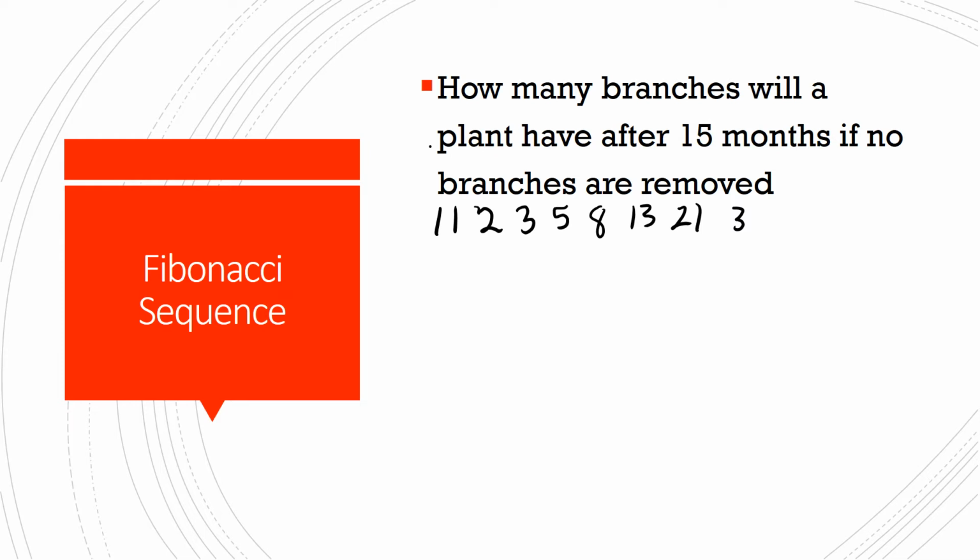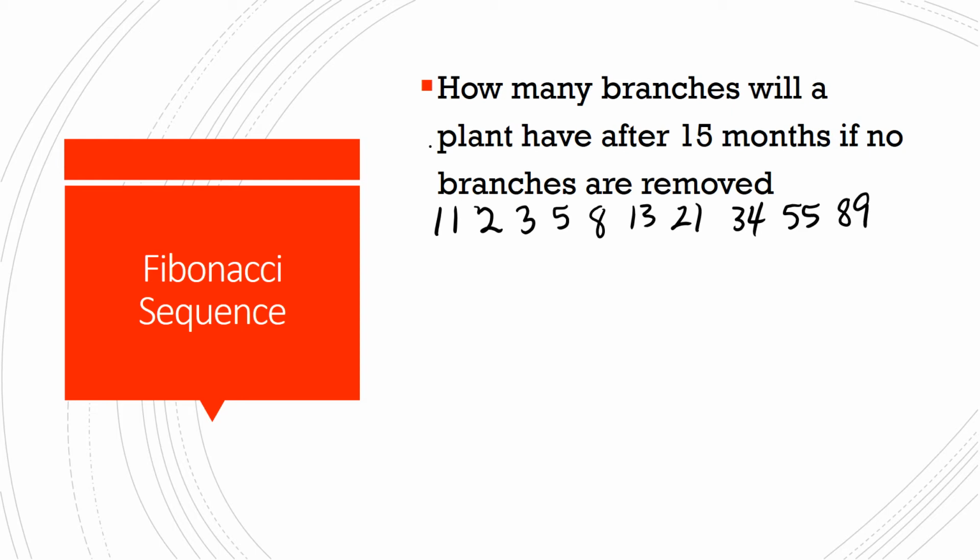13 plus 21, 34. 21 plus 34, 55. 55 plus 34 actually would be 89. And so let's see, that would be how many? 1, 2, 3, 4, 5, 6, 7, 8, 9, 10. That's 11 numbers in the sequence.